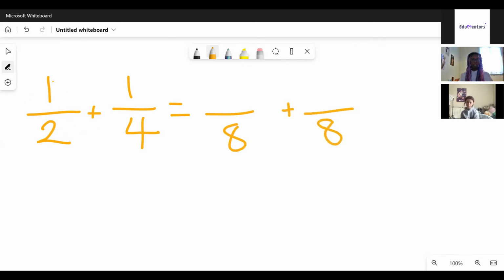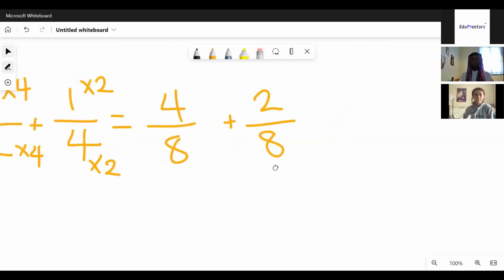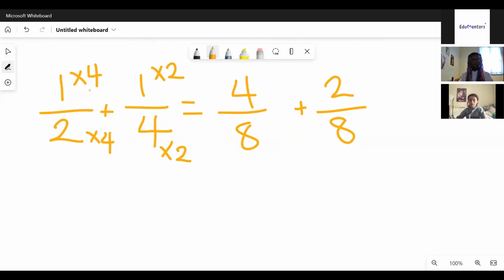So let's say that we want to make our denominator 8 for both of those fractions. To the first fraction, 1/2, what would we need to multiply 2 by in order to get 8? 4. That's good, times by 4. So that means we times the numerator, the top number, by 4 as well. If we do 1 times 4, what does that give us? 4. That's good, 4. And now with the second fraction, 1/4, what would we need to multiply 4 by in order to get 8? 2. Times by 2. So we also times the numerator by 2 as well. If we do 1 times 2, what does that give us? 2. That's good.